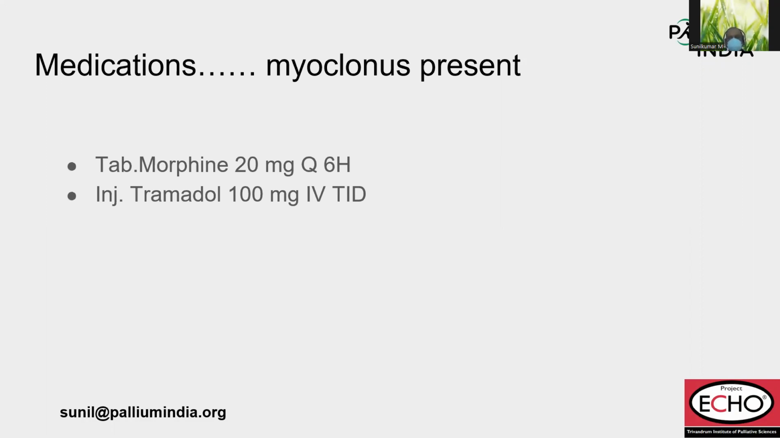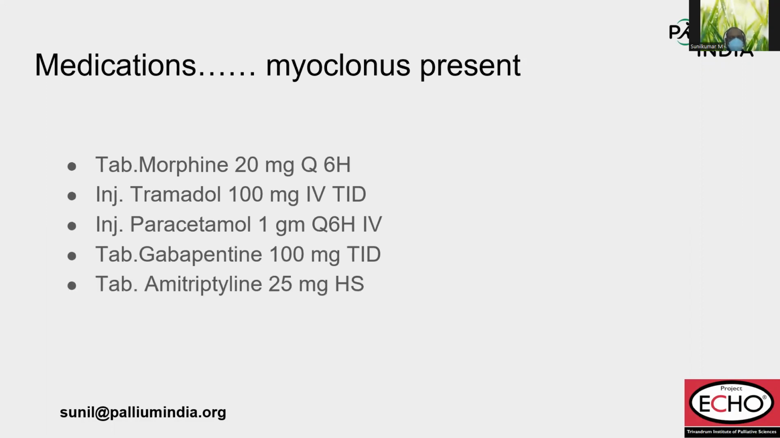Morphine 20 milligram 6 hourly, injection tramadol 100 milligram TID, paracetamol 1 gram IV 6 hourly, gabapentin 100 milligram TID, amitriptyline 25 milligram HS, and bisoprolol. Is this patient a candidate for methadone? Anybody? Okay. If this patient is a candidate for methadone, what are the indications for starting methadone in this patient?